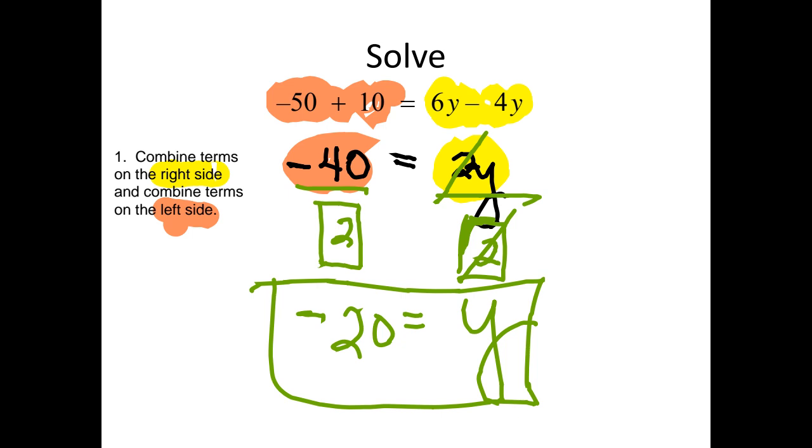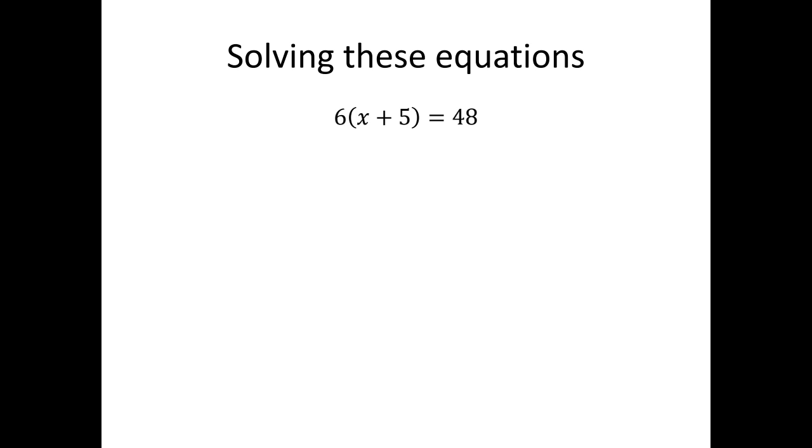Now we're going to get a little bigger. This one, before you can do this, distribute first, because I have a plus sign in the middle here. You see that plus sign? This means I'm distributing 6 times x plus 6 times 5 is 30 equals 48.